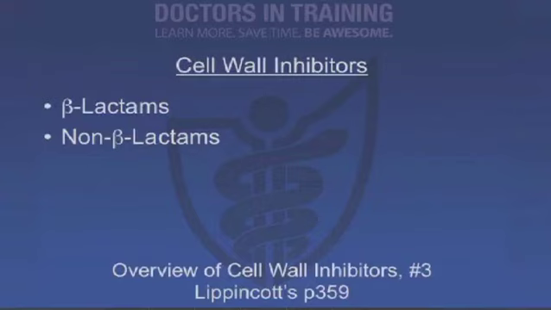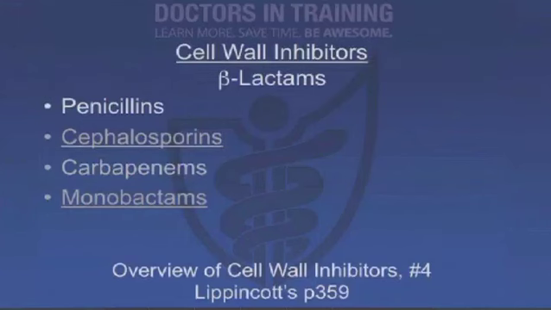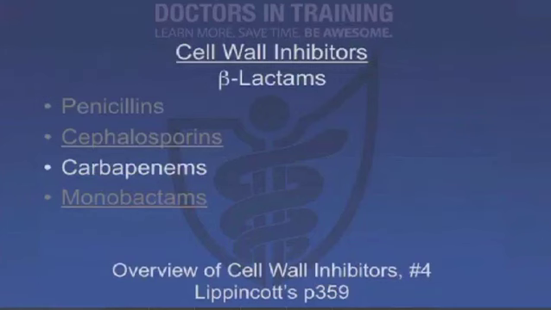These drugs can be divided into the beta-lactams and the non-beta-lactam cell wall inhibitors. Beta-lactams are named for the beta-lactam ring that's in their structure, and this includes several classes of antimicrobials. It includes the penicillins, which is the prototype beta-lactam, and there's a whole class of antibiotics that have been developed from penicillin. Cephalosporins are another beta-lactam cell wall inhibitor, and there are four generations of cephalosporins that we'll be talking about. There's the carbapenems and also the monobactams. And those four classes of drugs are the beta-lactam cell wall inhibitors that we'll be discussing.